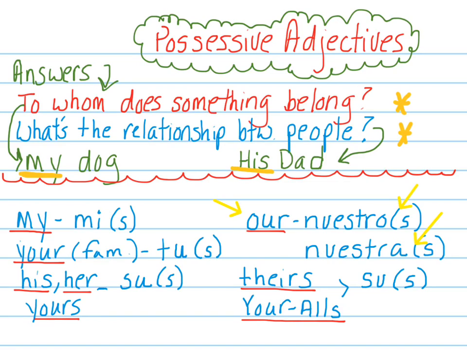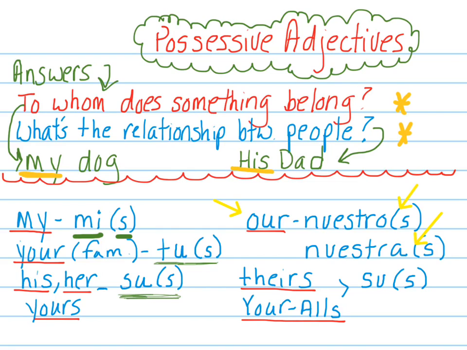First of all, you're going to see that there is a single form for all of these, and then you can also add an S to make it plural. So let's look at these. My is going to be mi or mis. Your, familiar, is going to be tu or tus. That's all one word. His, now this is where it gets a little fun. His, her, and your formal all share the same one. It's either going to be su if it's singular or sus if it's plural.